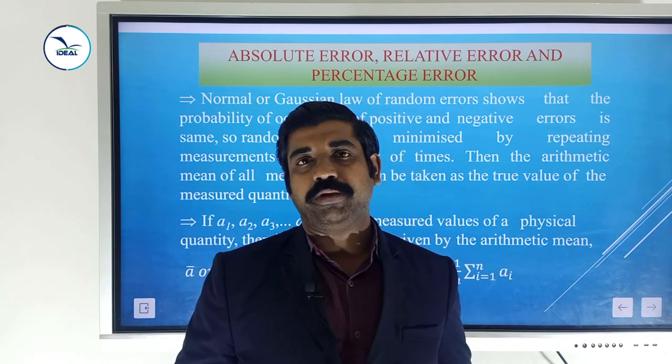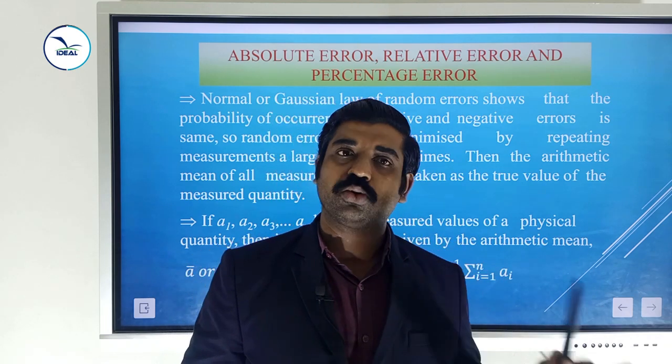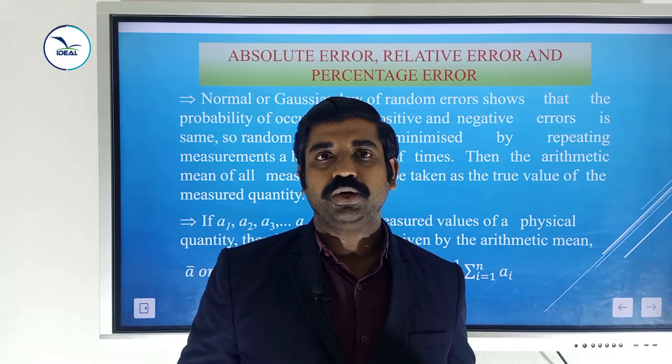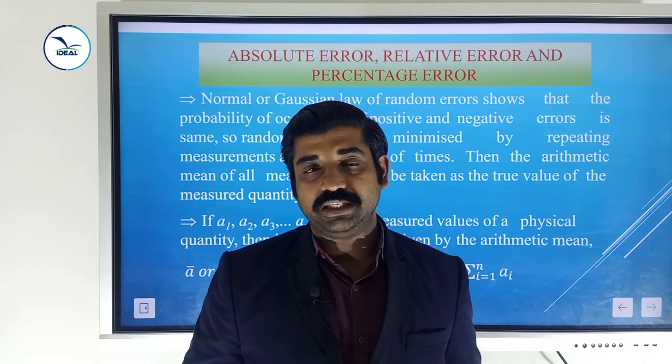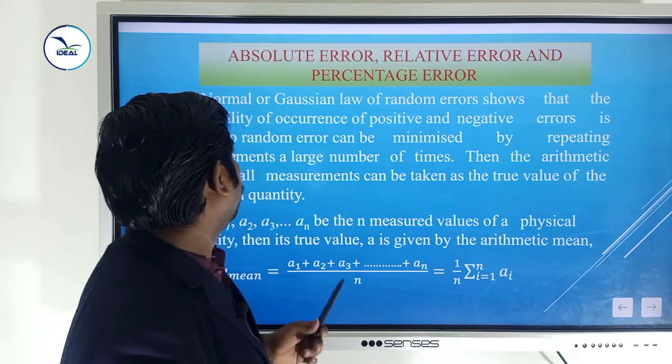The absolute error means the deviation from that true value or mean value to the observed value. That is called the absolute error. Consider here.